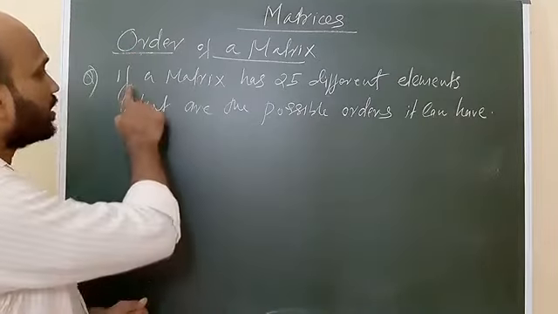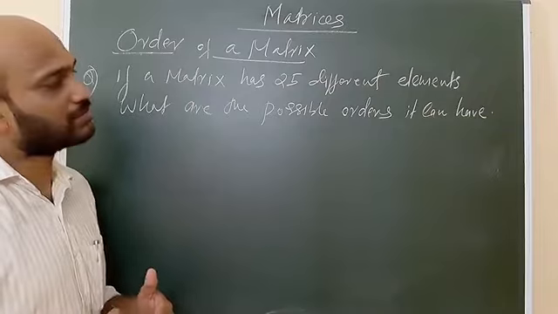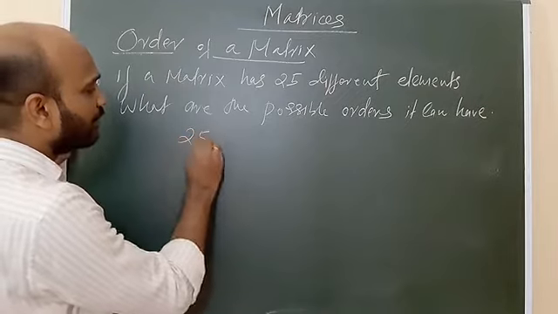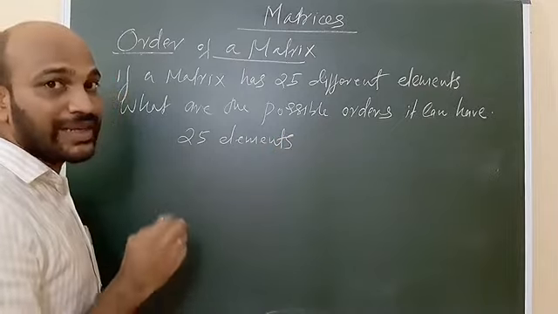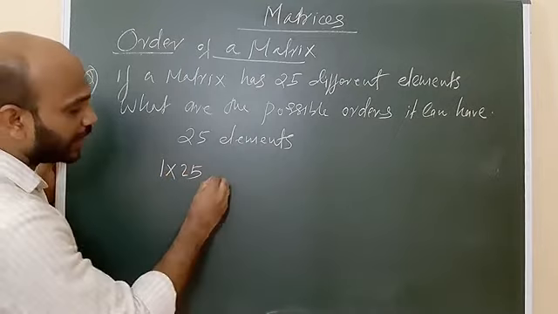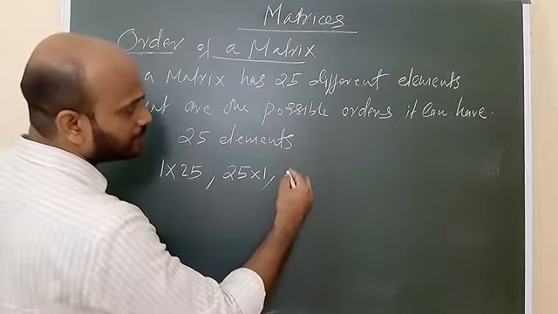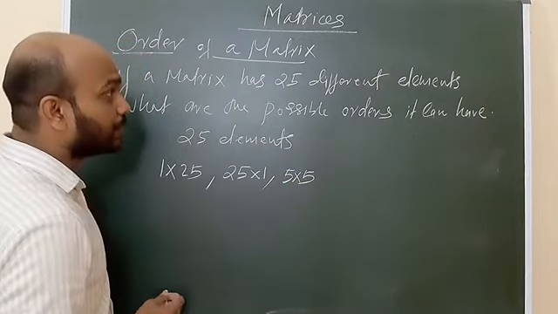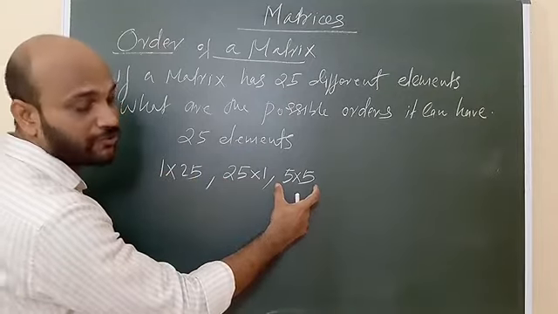Take one question. If a matrix has 25 different elements, what are the possible orders it can have? This type of question you can expect for 1 mark. So 25 elements are there. How many ways can we represent these 25 elements in rectangular form? One way is 1 by 25. Second one is 25 by 1. Third way, 5 by 5. Only 3 ways, right? So we can represent 25 elements as 1 by 25, 25 by 1 and 5 by 5.